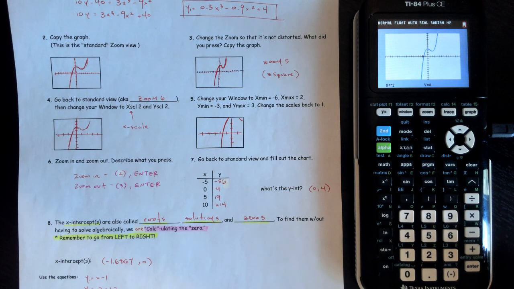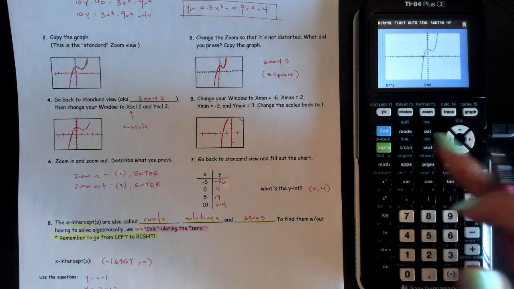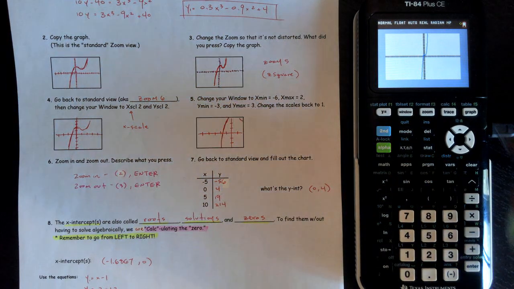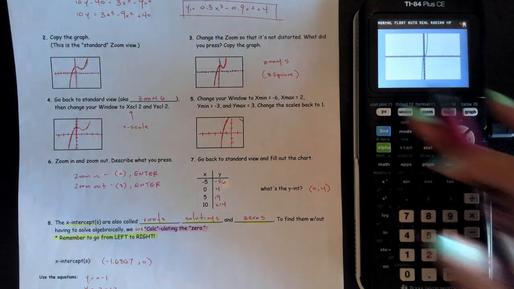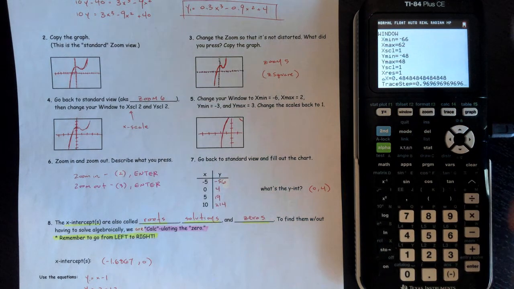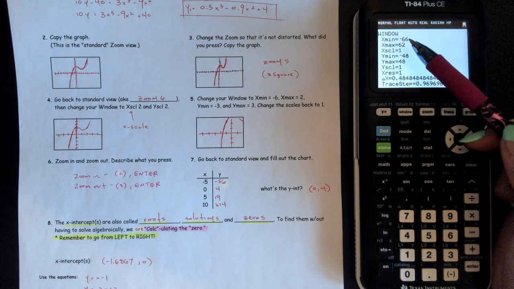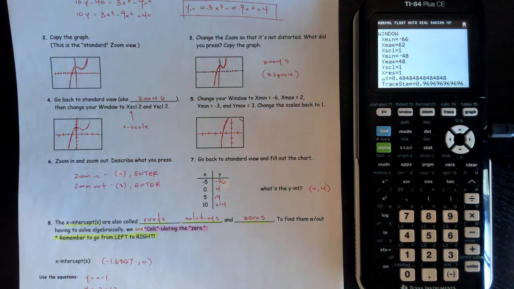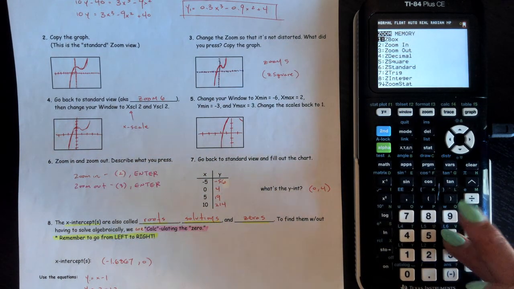If you want to zoom out more, you press enter. You don't have to press zoom. You just press enter one more time. It's going to zoom out even more. And then if you want to see what window that is, you go to window, and then it's showing, oh, okay, wow, it's so zoomed out. Look at that. Okay, so I'm going to go back to standard view.